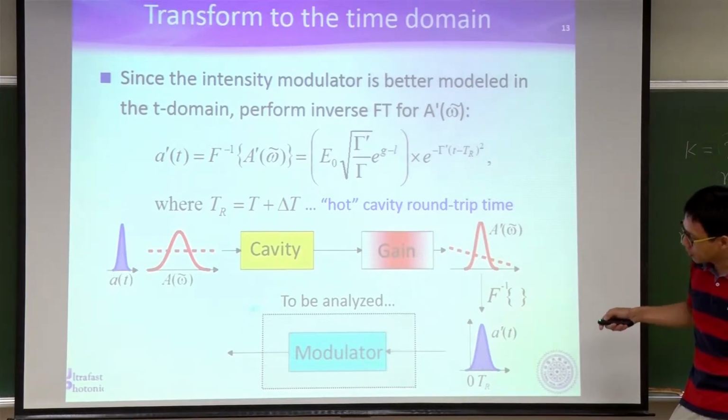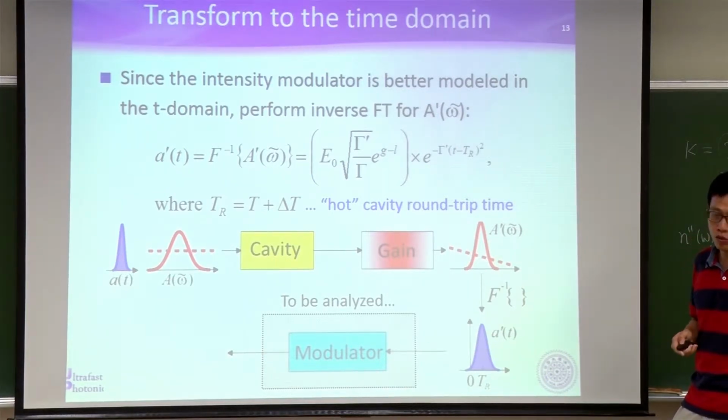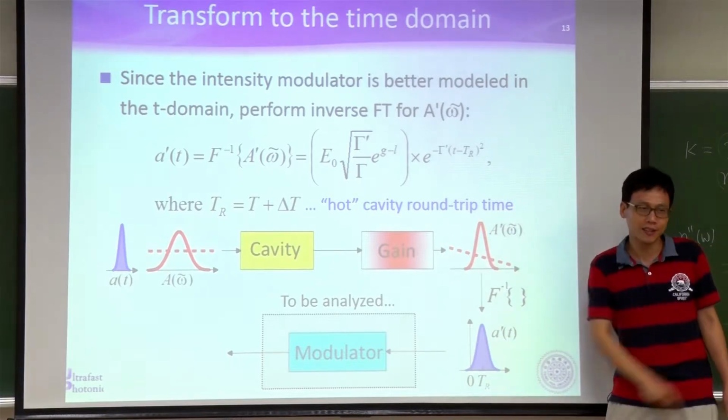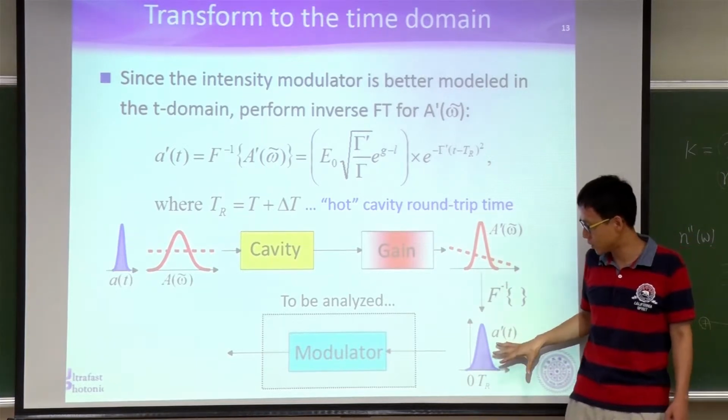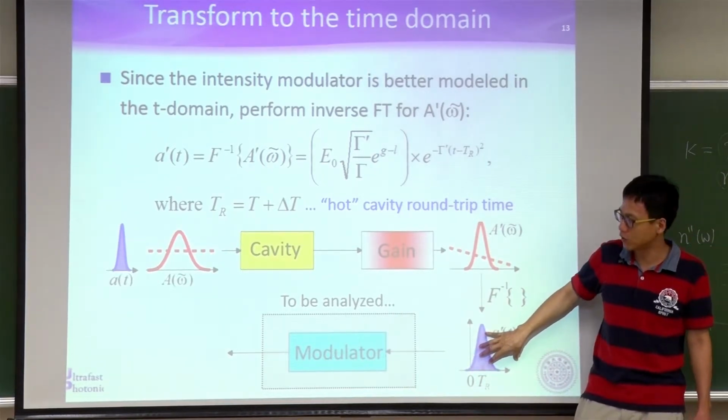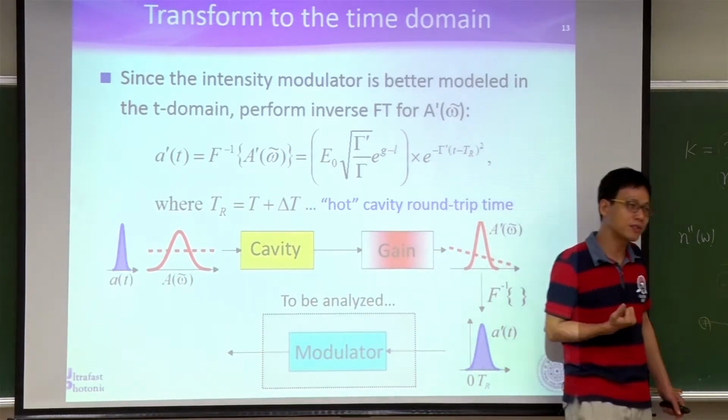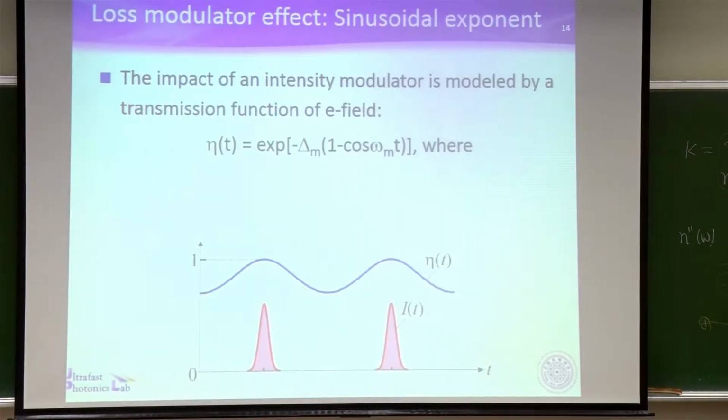And before analyzing the contribution due to the intensity modulator, you need an inverse Fourier transform from the frequency domain back to the time domain. So this is your time domain representation of the same pulse. Okay. The next thing is we need to calculate what happens. This is your new input pulse, and what is the new output pulse. Okay, the modulator effect. So this is the typical model.